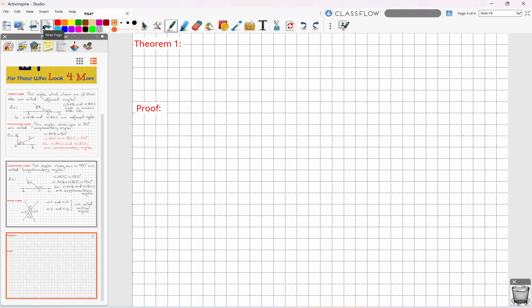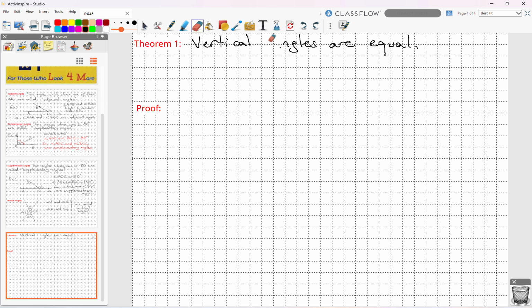About vertical angles, we will write our first theorem. What is a theorem? Unlike axioms, theorems are statements or propositions which require proof. So our first theorem for our plane geometry lessons is about vertical angles. So I will write: vertical angles are equal. Sorry, this A should be a lowercase.